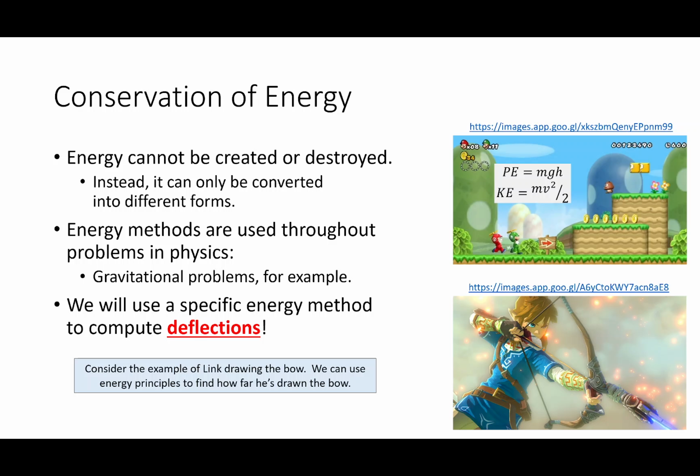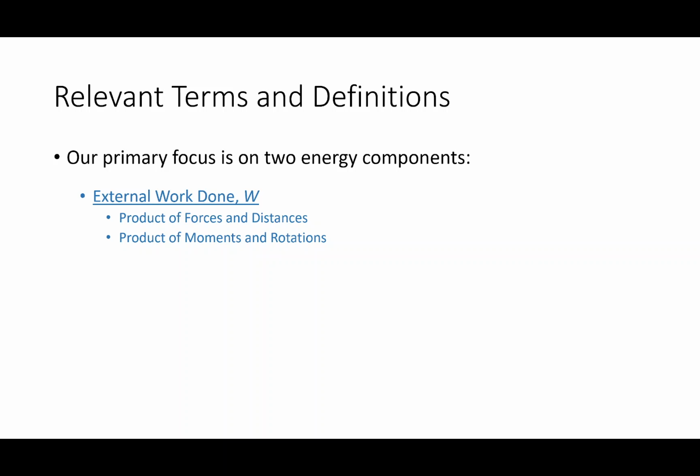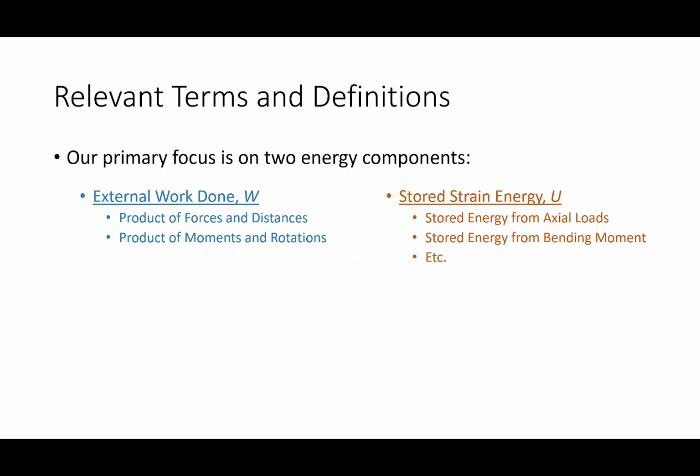Same thing with Link. The more that Link draws the bow, the more energy is transferred to the arrow. Does that make sense? I propose that those two terms are equal to one another. I propose that external work done and stored energy are the same thing. So I'm going to throw some terms at you. External work done, I'm going to use the letter W. Stored strain energy, I'm going to use the letter U. Okay?